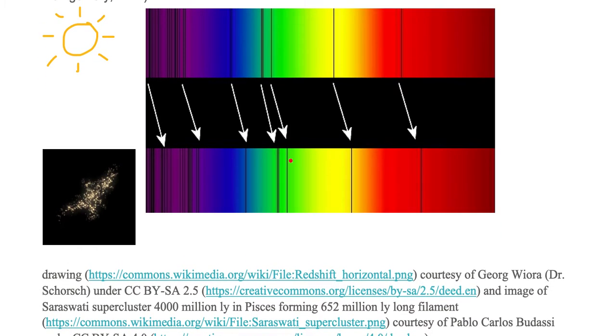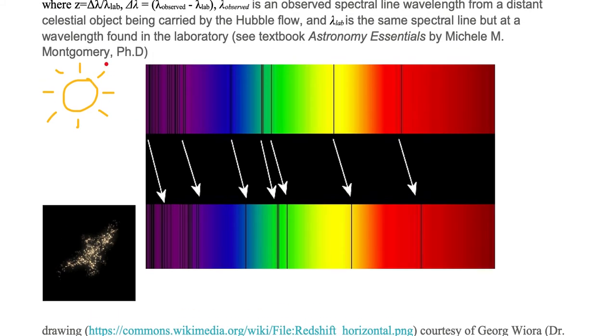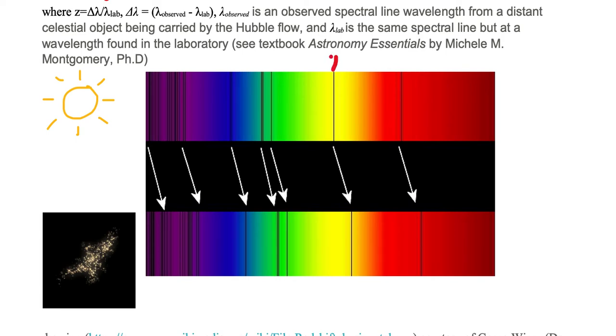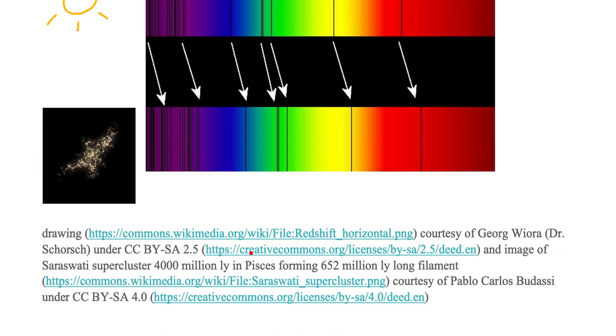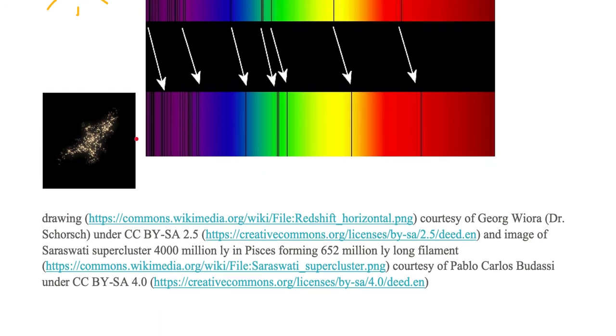Here we're looking at spectral lines observed in the sun, which we're going to take as lambda lab. So each line that you see here is a wavelength that is measured in the lab, and it's based on the sun's spectrum. We get a spectrum of a distant object that is being carried away by the Hubble flow. So this object is very far away, and it has a high recessional speed v that we want to find.